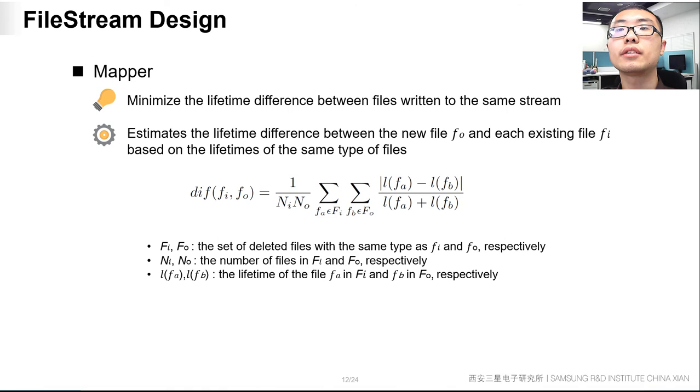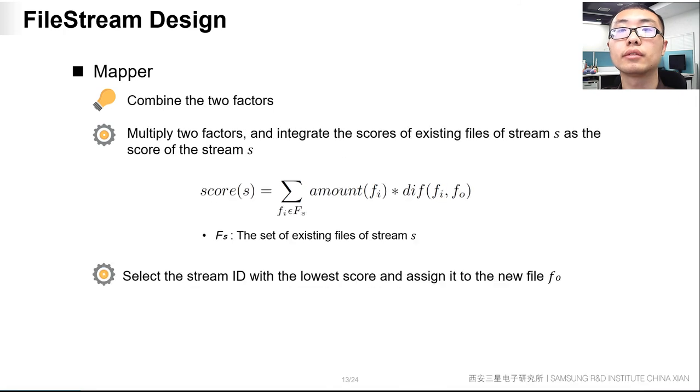In order to estimate the lifetime difference between Fi and Fo, this equation calculates the average lifetime difference between the files of the same type with Fi and Fo. We consider files with the same parent path and extension as the same type of files. Smaller DIF Fi and Fo means the lifetimes of Fi and Fo are more similar.